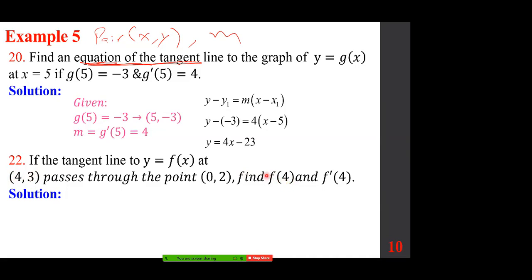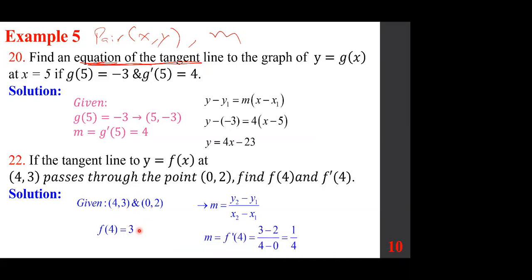We know that the tangent line goes through these 2 points. So class, what do we have? We have 2 pairs. The tangent line goes through 2 pairs. Calculate the slope, which becomes f prime of 4. So first and foremost, 4, 3 means f of 4 is 3. Secondly, we have 2 pairs, so calculate the slope of the line containing those 2 pairs: y sub 2 minus y sub 1 over x sub 2 minus x sub 1, and you come up with the answer. It's pretty straightforward. I hope everybody understands what's happening here.